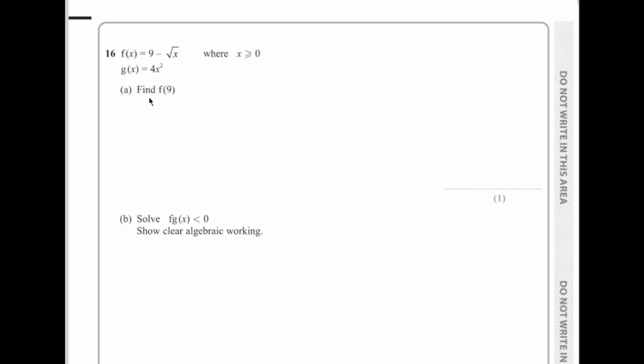So wherever you get f of x, you need to replace all the x's with 9. So let's get f of x equals 9 minus root x. Then to get f of 9, we have to replace all the x's in this function with 9. So 9 minus 3, because root 9 is 3, the answer comes as 6.